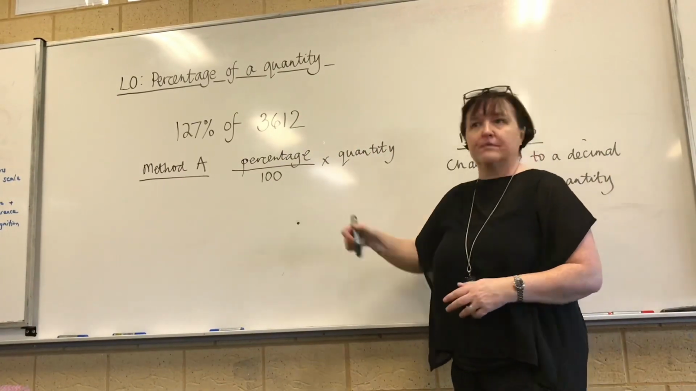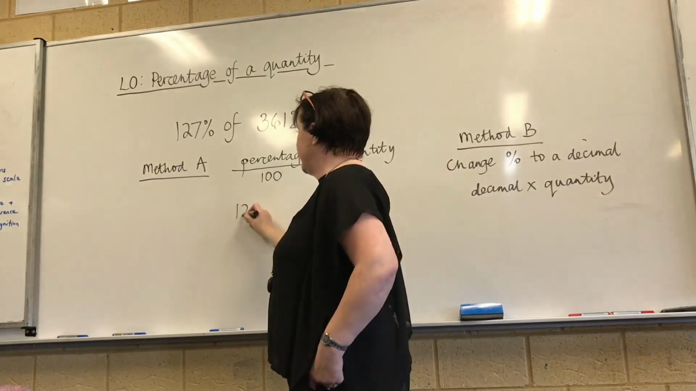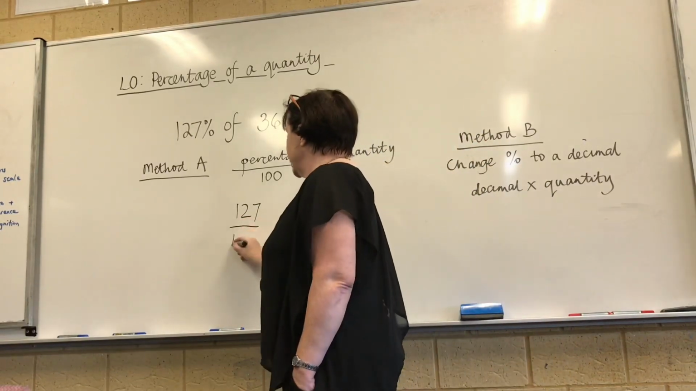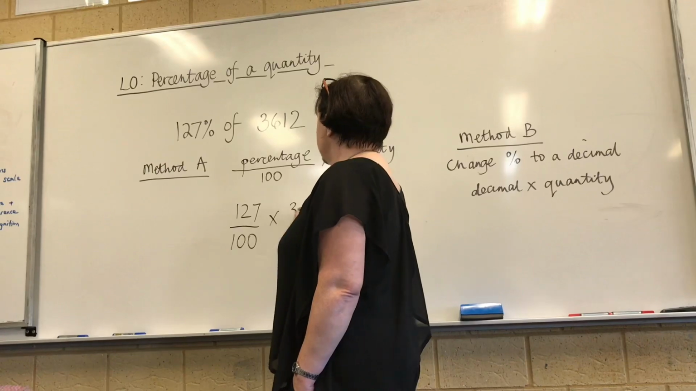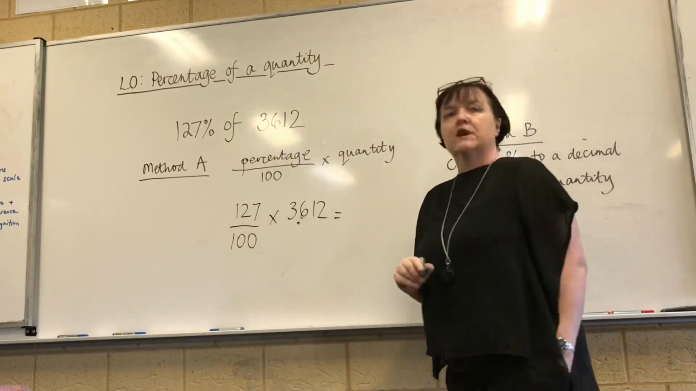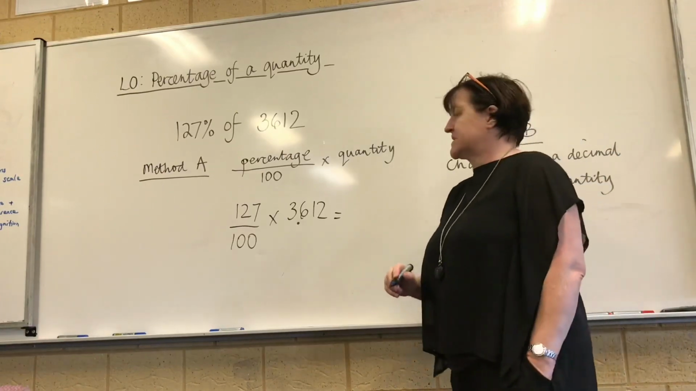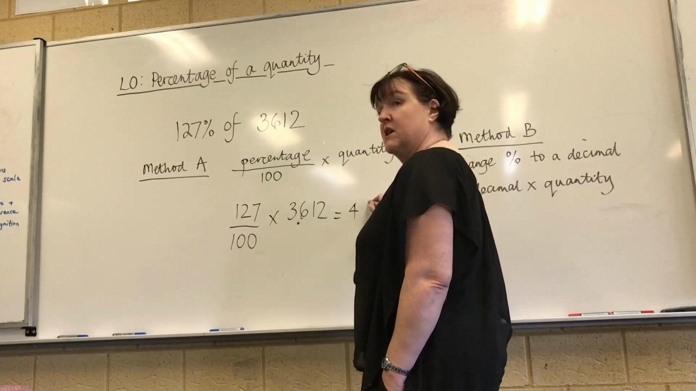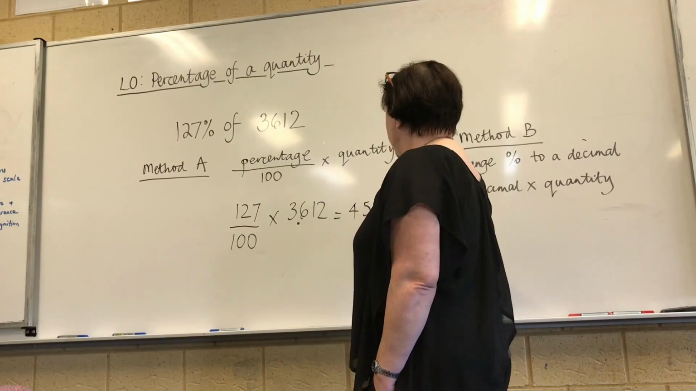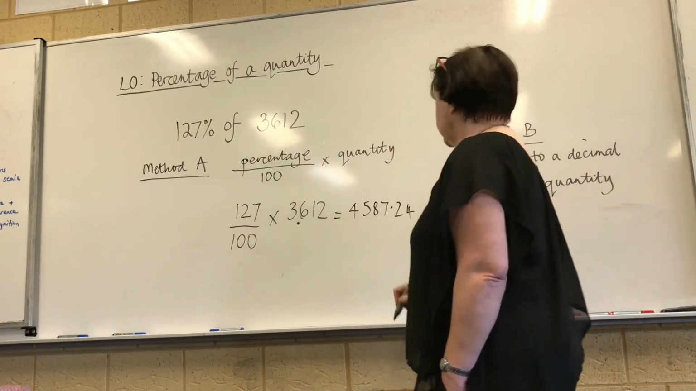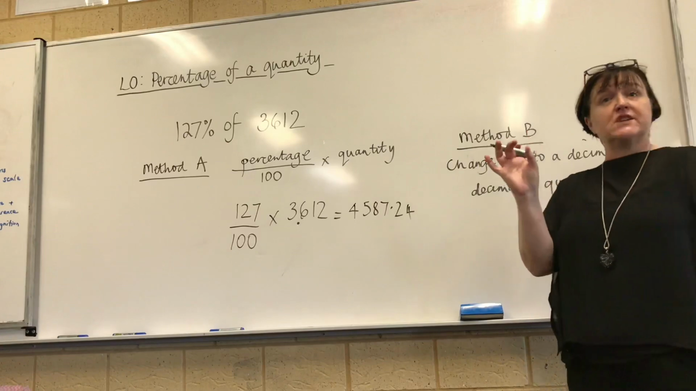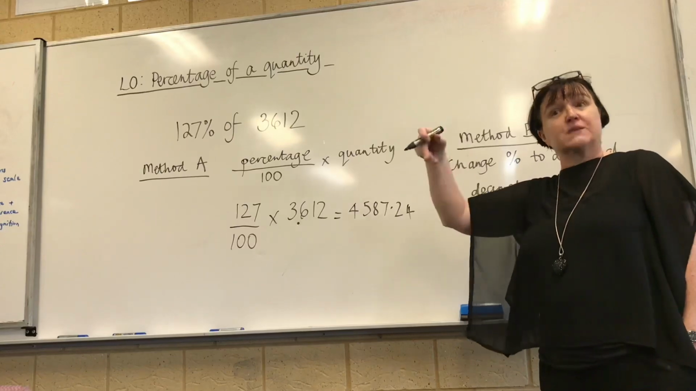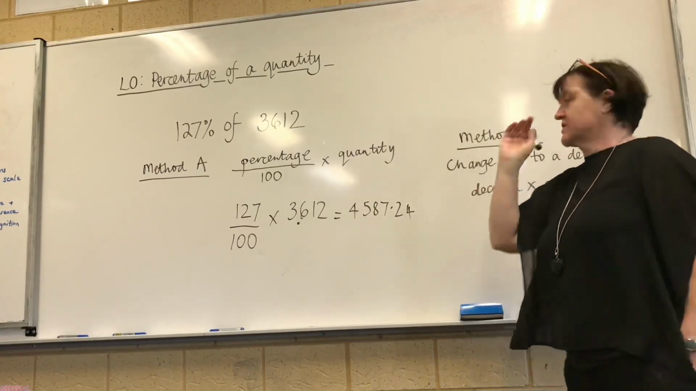So let's have a look at method A. The percentage is 127. Just because it's bigger than 100, it doesn't make any difference. You still follow the formula. Divided by 100 times 3,612. So 127 divided by 100 multiplied by 3,612. Marcus? 4,587.24. Very good. Was that only to two decimal places? Did you round it to two decimal places, or were there more? No, there's only two. That's great then.